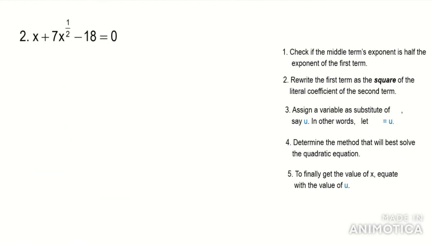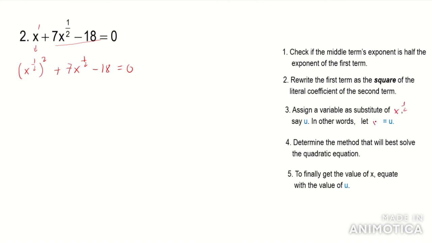Okay, another one, try this item. Pause the video again and then try it on your own, and after answering, play it again. Let's check. 1/2 is half of 1. So this can be transformed into a quadratic equation. So we have, next is we're going to express the first term as the square of the literal coefficient of the second term. Okay, then just copy the rest. Plus 7x raised to 1/2 minus 18 equals 0. Then we assign a variable, a substitute of x raised to 1/2.